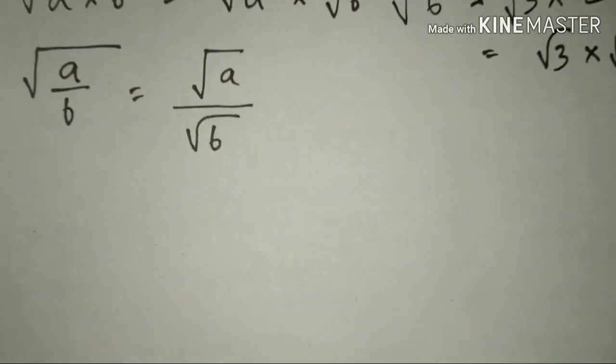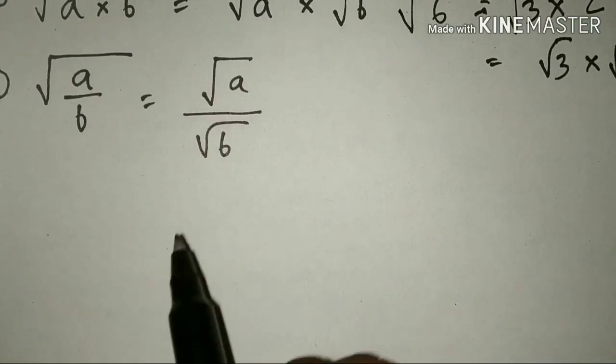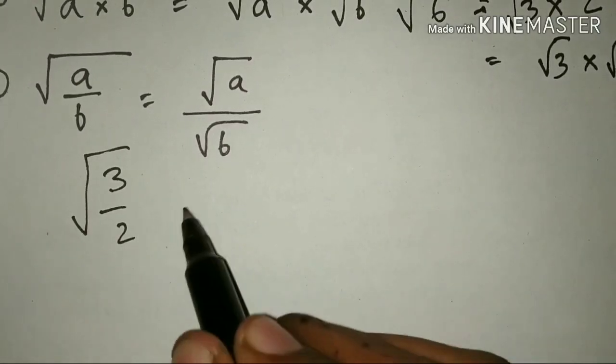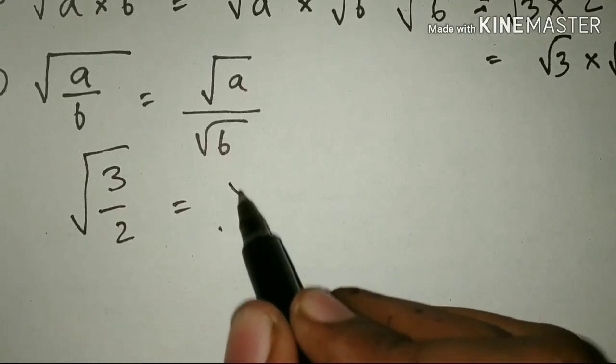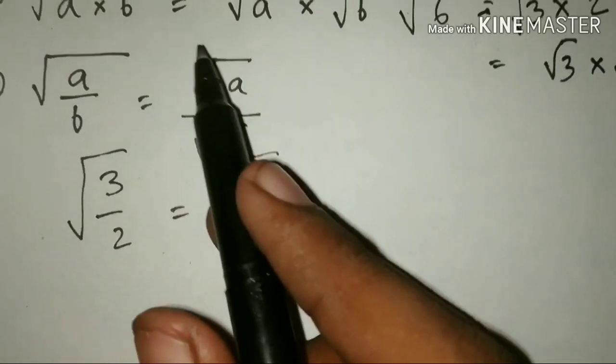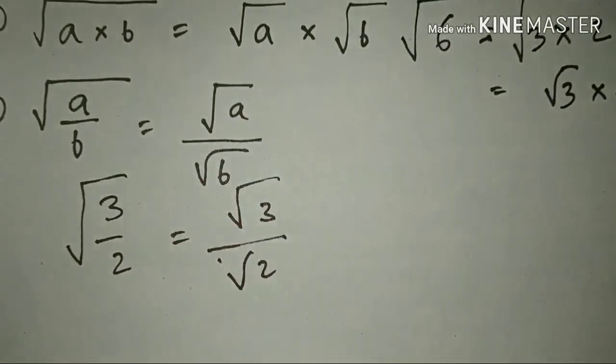Similarly, suppose I have a by b. So let's say I have 3 by 2. This means square root of 3 by square root of 2. So these two rules you need to remember to do complex numbers.